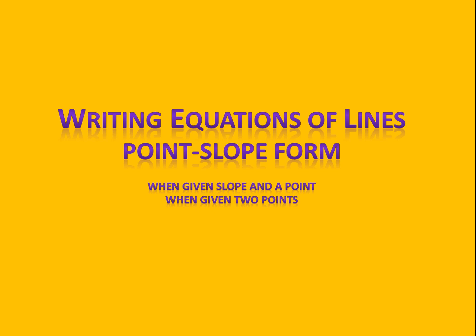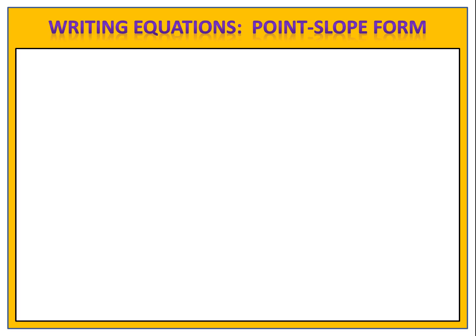In this lesson, we're going to learn how to write equations of lines. This is the fourth in a four-part series on this topic. In this video, we're going to focus on how to write the point-slope form of a line when given the slope and a point, or when given 2 points. Let's begin with a reminder of what point-slope form is.